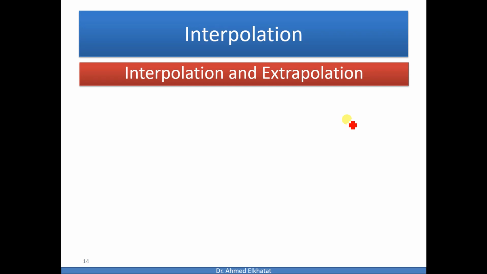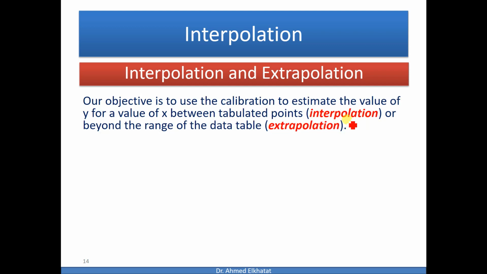So today we have interpolation and regression. Let's start with interpolation. Interpolation is to predict a value within a range at a given other value, and extrapolation is to predict the value beyond this range. So the objective in analysis is to use the calibration to estimate the value of y for a value of x between tabulated points. It's called interpolation, and if this value is beyond the range of the data table, it's called extrapolation.